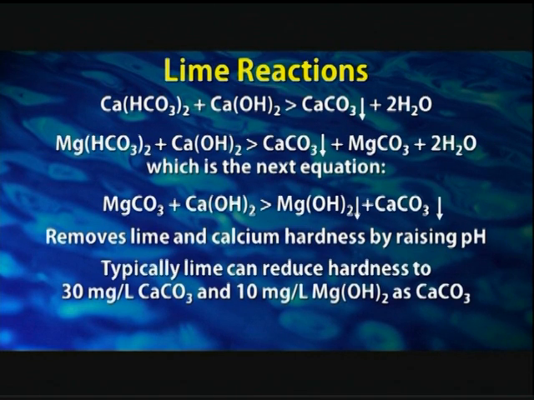And keep in mind, typically, the only way we're going to be able to get down to the right levels is to keep the pH high enough, and at the same time, we're never going to get below about 10 milligrams per liter of magnesium as CaCO3 and 30 milligrams per liter of calcium as CaCO3.